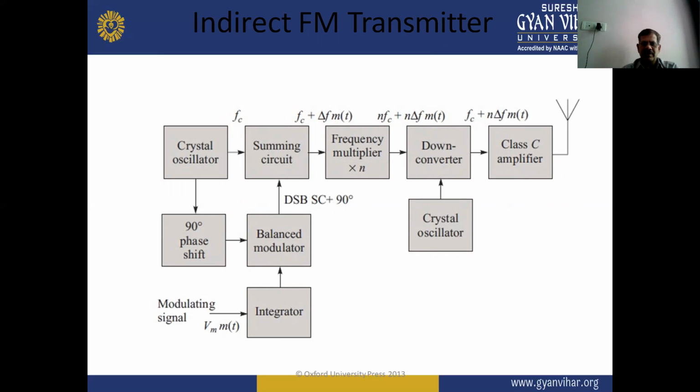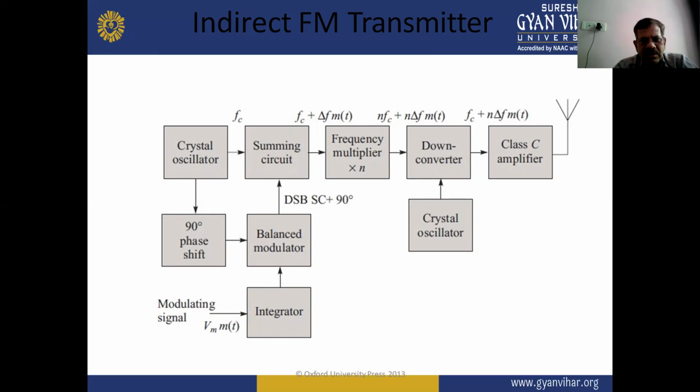Next one, indirect FM transmitter. In this indirect FM transmitter, we have a modulating signal applied to the integrator, and after the integration, the output is applied to the balance modulator. Also a carrier oscillator generates the carrier signal, and that signal is shifted by a 90-degree phase shift and applied to the balance modulator. Next, the output of this modulator is applied to the summing circuit.